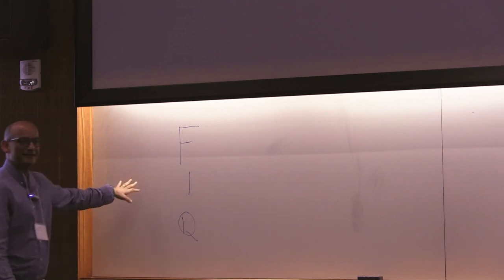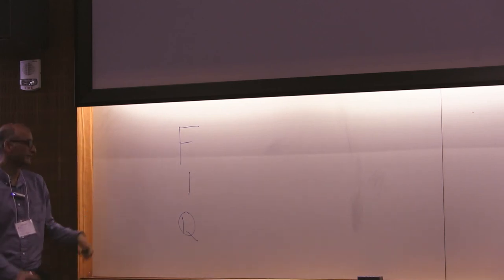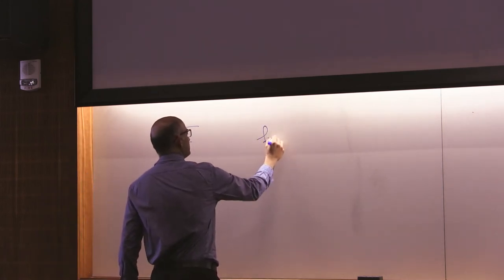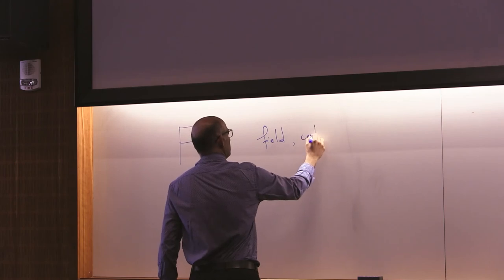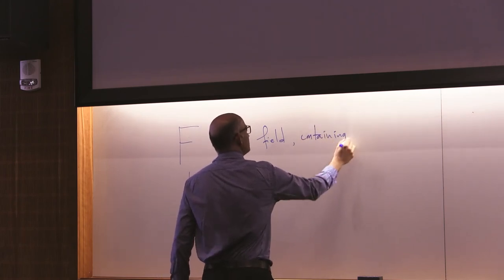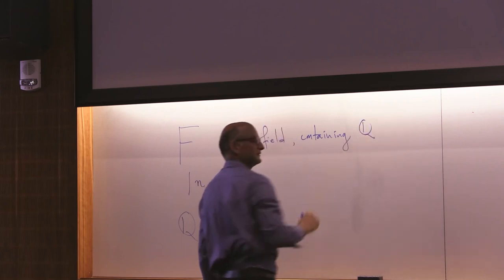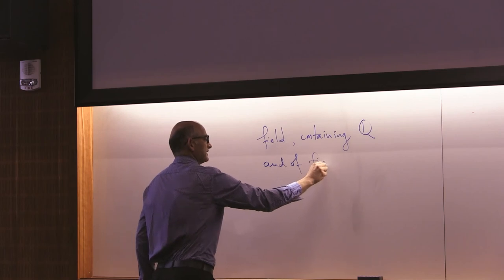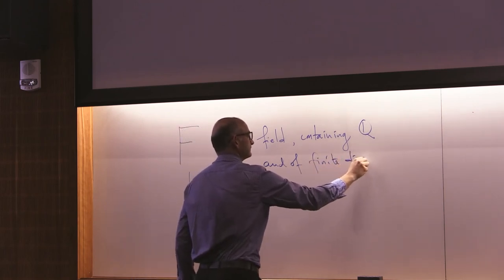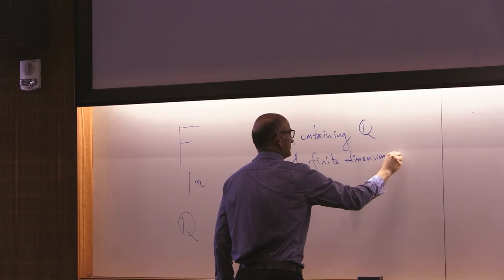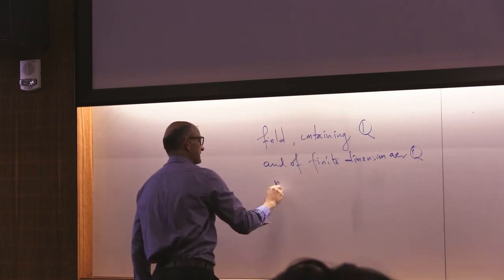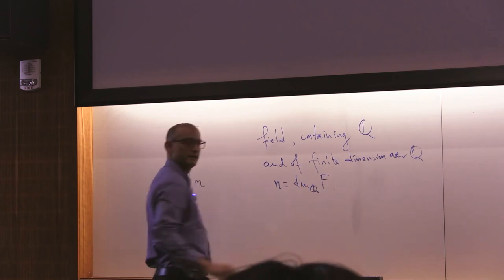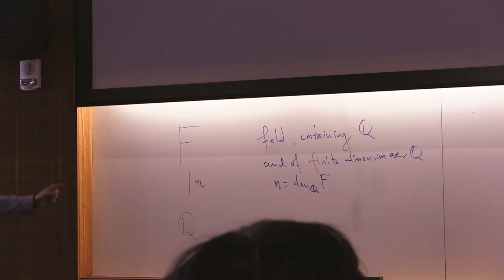So what do I have here? I have an algebraic number field, which I'll say is of degree n. So what that is, it's a field. It has characteristic 0, so it contains Q, the rational numbers, and is of finite dimension over Q, and n is its dimension. So already we have an invariant attached to the field, which is its degree.